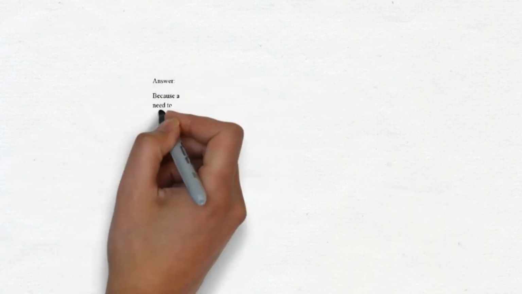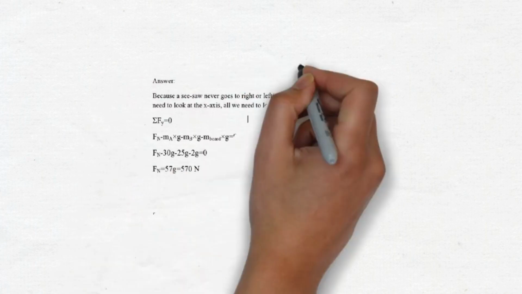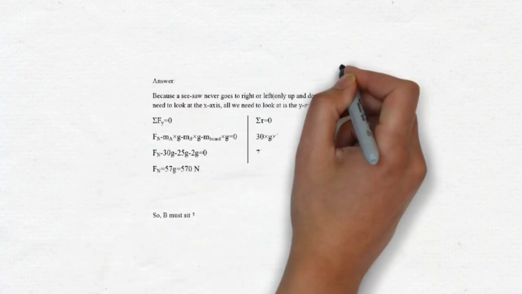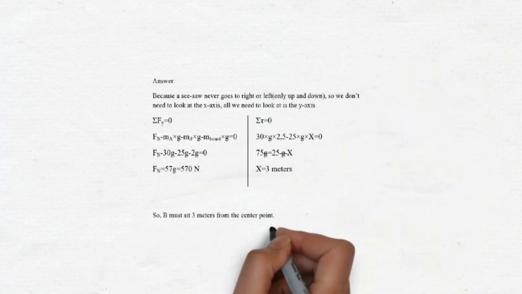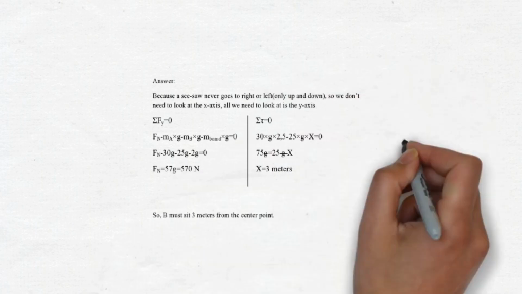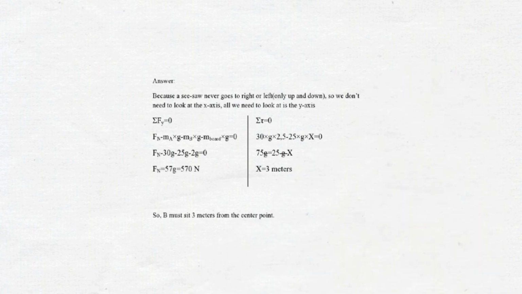The answer is, because a seesaw never goes right or left, only up and down, we don't need to look at the x-axis. All we need to do is look at the y-axis. And we find that x is 3 meters. So B must sit 3 meters from the center point.